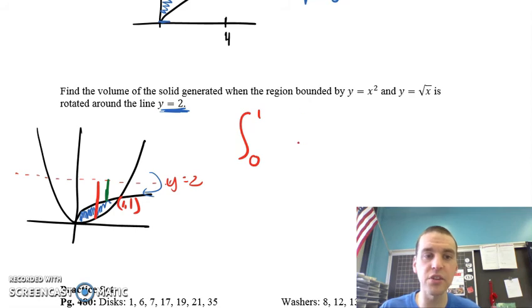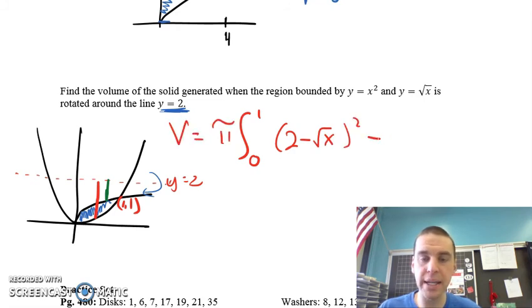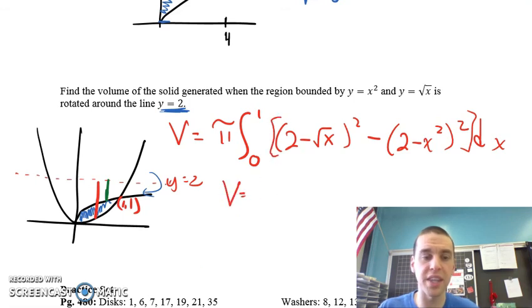So we're looking from 0 to 1 of the longest radius, 2 minus square root of x, squared. You need to make sure pi is out there. Minus the shorter radius, the green one, 2 minus x squared, squared. Again, you would put that in your calculator and get approximately 1.033 pi.